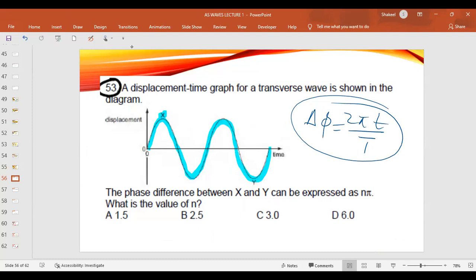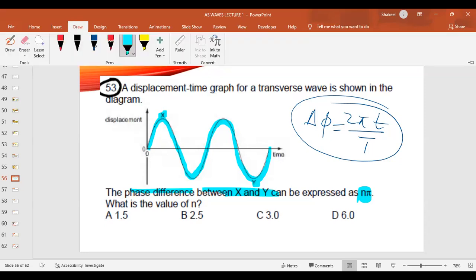It's having point X and point Y, and they ask you to find the phase difference between point X and Y, which can be represented as n pi. So that's asking you what is the value of this n. Well, first I can tell you the shortcut way.